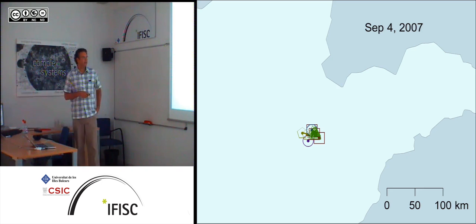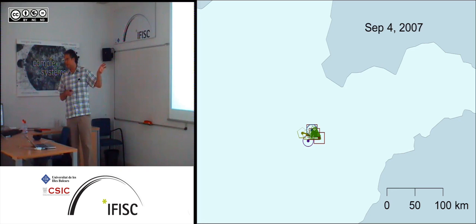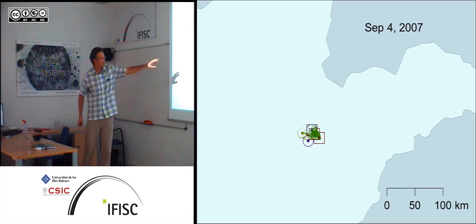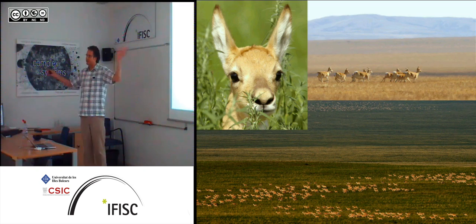I'm going to show an animation here of just five of them that were captured and collared in the same place at the same time, September 2007. And just to give you a sense of the scales of their movement. These guys were captured in the same herd, on the same day, collared and released. What you'll notice when I play the movie is that this cluster of them kind of explodes. They all just kind of go different ways.